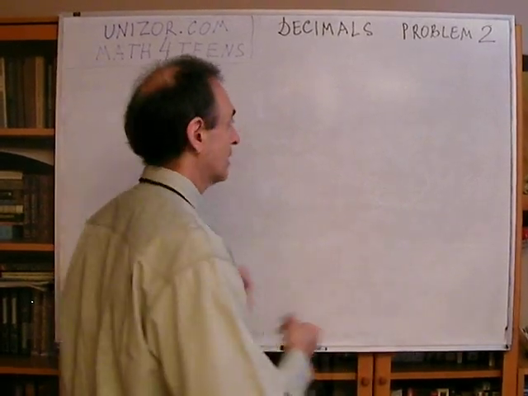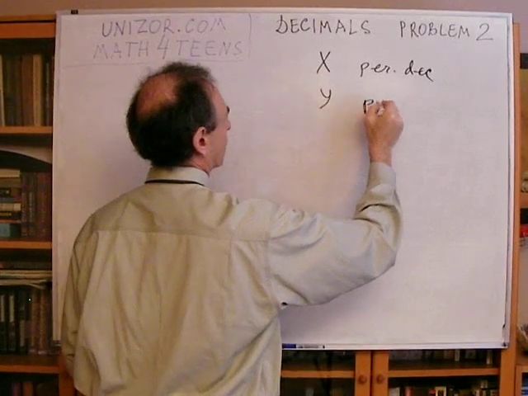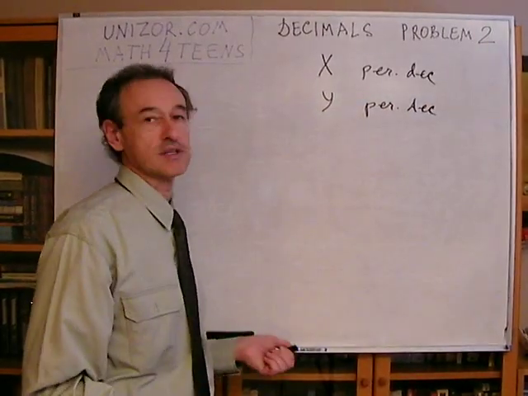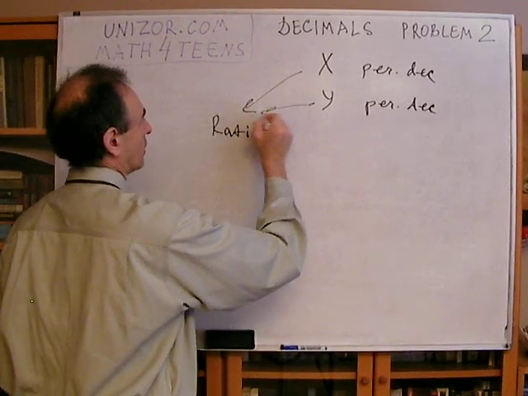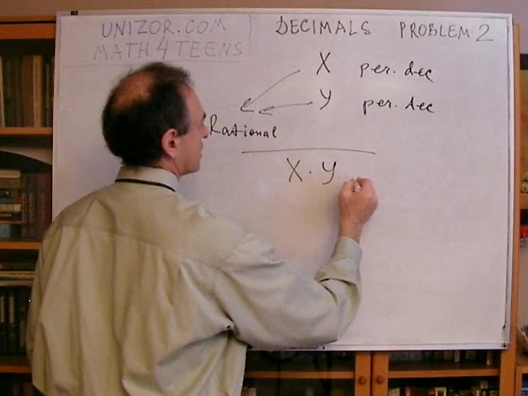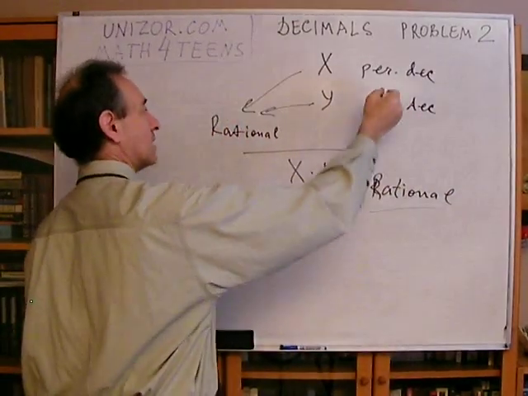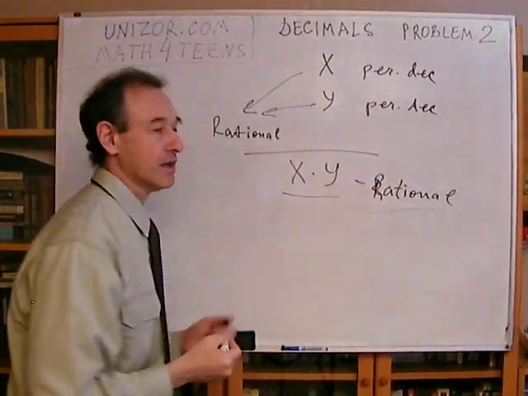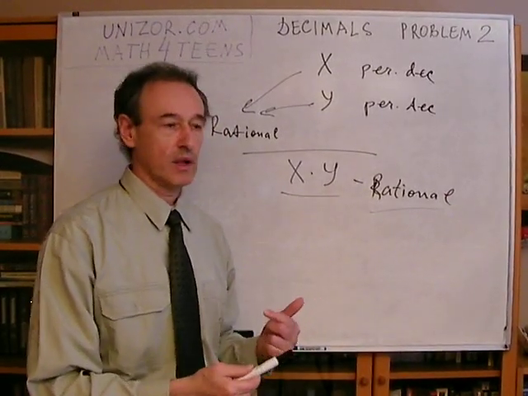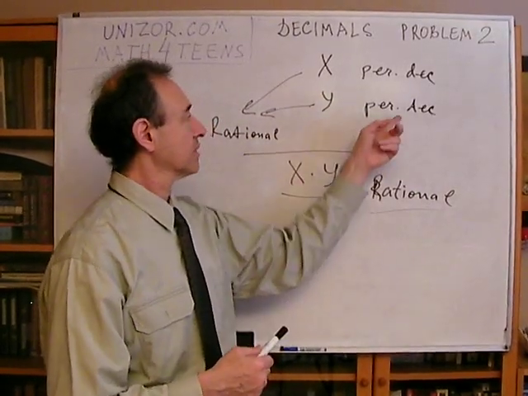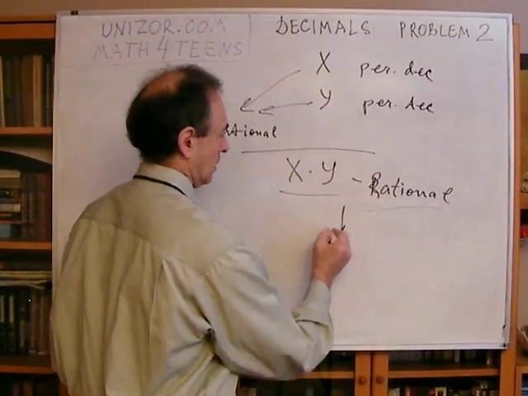So, here is basically the problem. X is a periodic decimal. Y is a periodic decimal. How can I prove that their product is a periodic decimal? Very simply, X is rational, and so is Y. So the product X times Y is also rational. And since every rational number is represented as a periodic decimal, X times Y is a periodic decimal. So we were using here both the direct and the converse theorems. The direct one being that every periodic decimal number is rational, and the converse one, that every rational number is actually a periodic decimal. So, basically, that's why it's a periodic decimal.